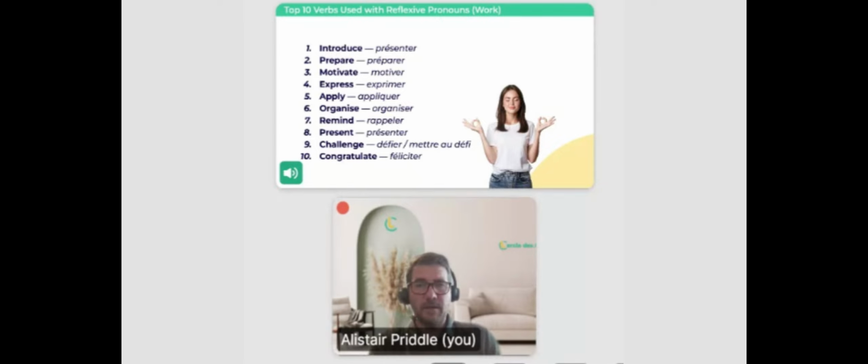Number 9, challenge. Number 10, congratulate. So these are very common work verbs that we can use with reflexive pronouns.